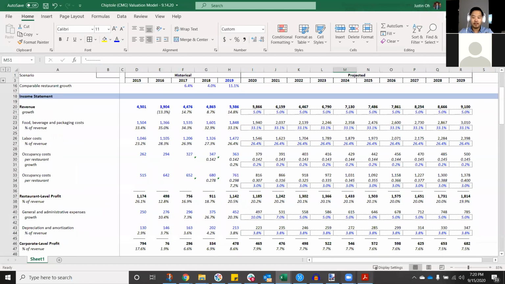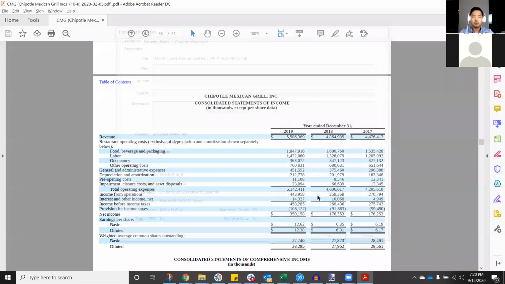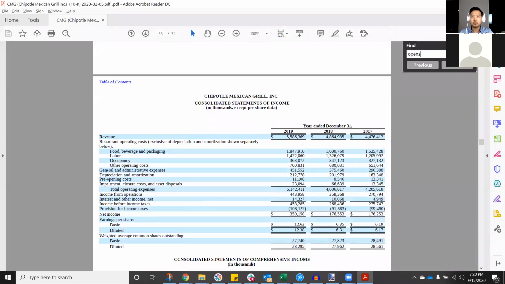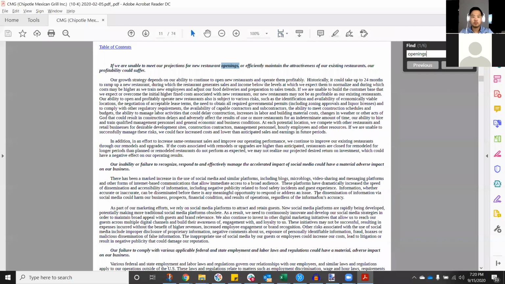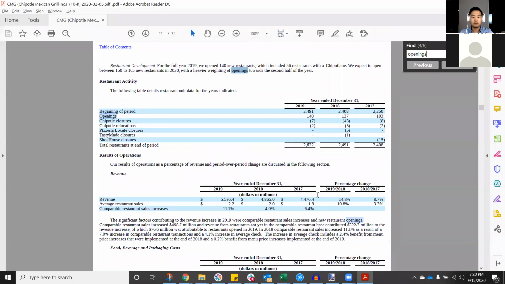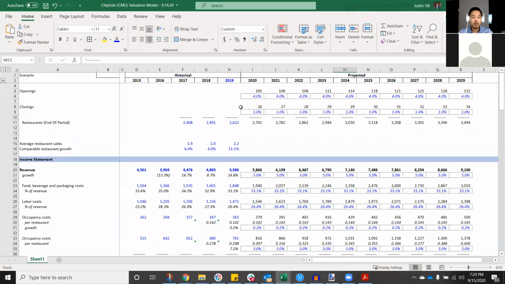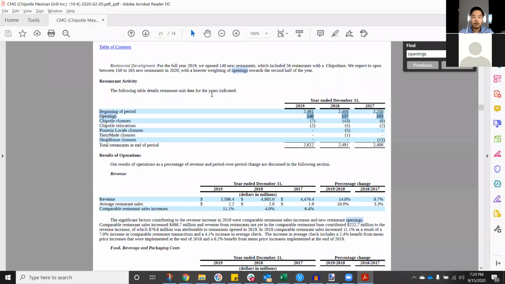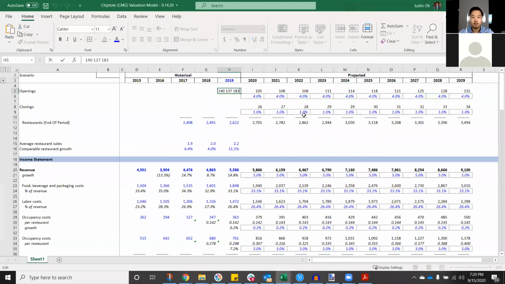Maybe we can find it in the filing right now. So, openings. Okay, so we do have it. So beginning of period openings, let's copy this number, if I haven't copied it already, which I haven't. So we had 140 openings in 2019, 137 in 2018, 183 in 2017.